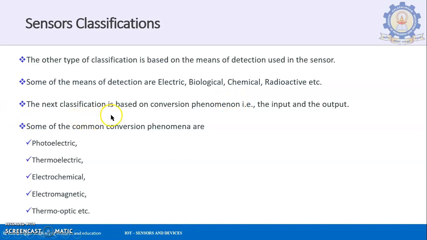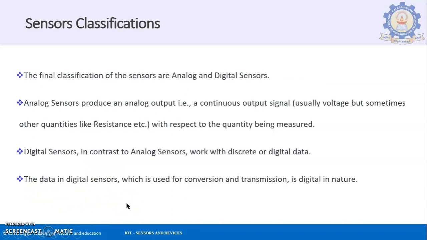The next classification is based on the conversion phenomenon, that is the input and the output. Based on the input and output conversion principle, we have other types of sensors. The most common types of these are the photoelectric, thermoelectric, electrochemical, electromagnetic, and thermo-optic. Thermo, you may be aware, is related to temperature, and photo is related to light. Electric, you know, is related to electricity. Electrochemical, chemical is chemistry, and electromagnetic is related to magnetic signals. So these are the different types.